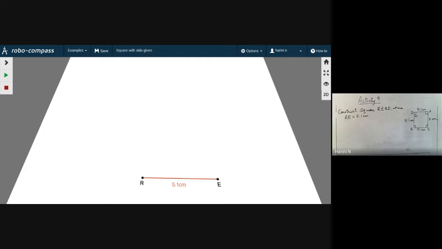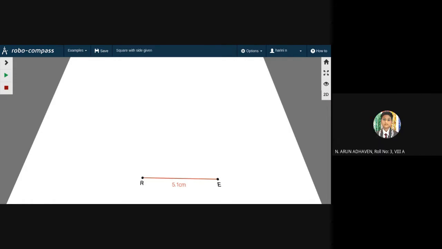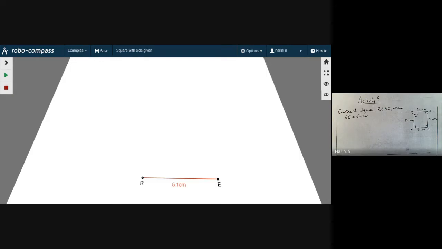What do you think will be the second step? I need some guiding lines. And how am I going to get those guiding lines? What are the two angles formed at R and E if RE is the base? 90 degrees at both R and E. You need to construct 90 degrees each. So if you know how to construct a 90 degrees with a compass, go ahead.